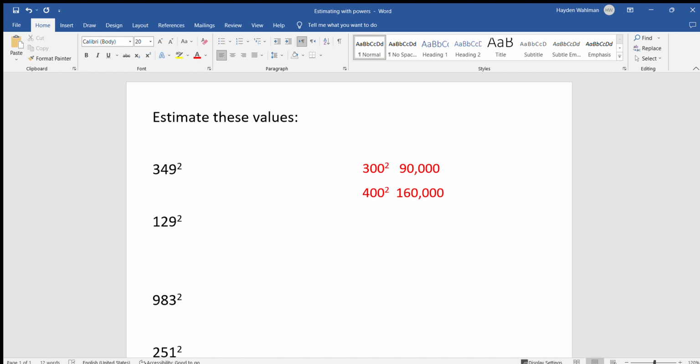I'm going to say, because 350 is right in the middle, what's between 9 and 16? I'm going to say about 12, 13. So I think a good guess would be 130,000. Of course, it's not going to be correct. I'm estimating that because it's between the upper and lower boundaries. Let's plug it into my calculator and see how close we got.